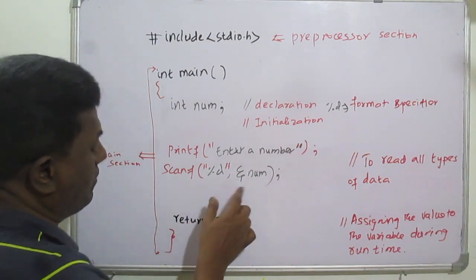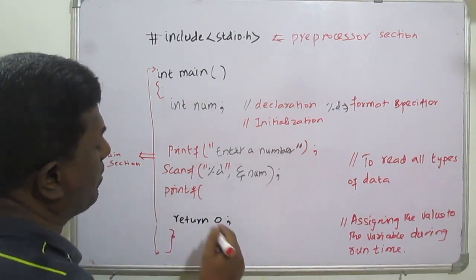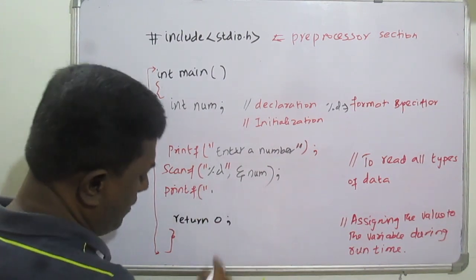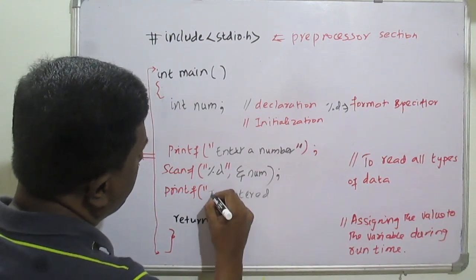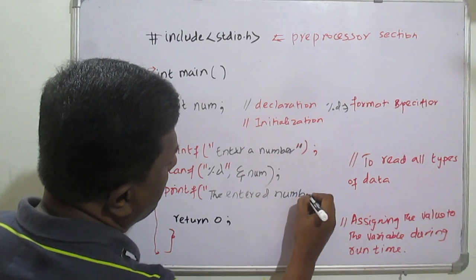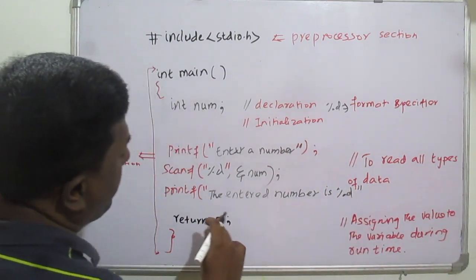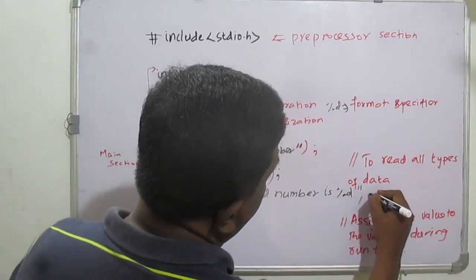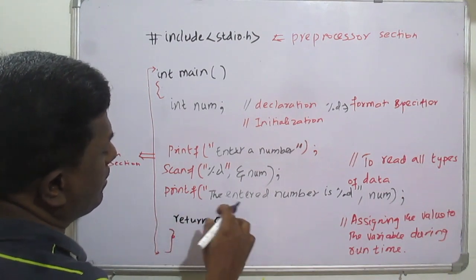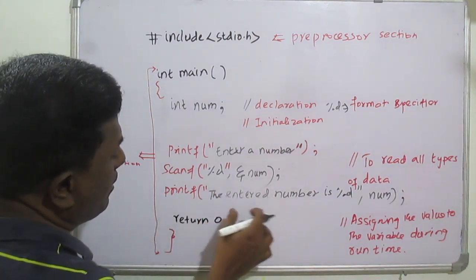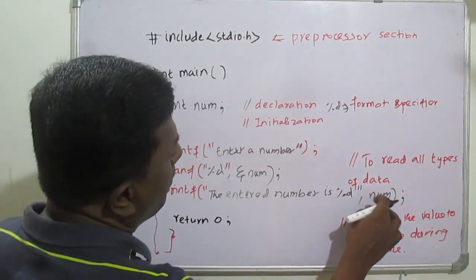Once we have entered the number, we need to get the output, and for that we can write printf. The entered number is percentage d. Then comma, as we have seen earlier, we need to give the variable name. This is the format. As we saw with the second function of printf, for printing the output data we use the format specifier and also the variable name.